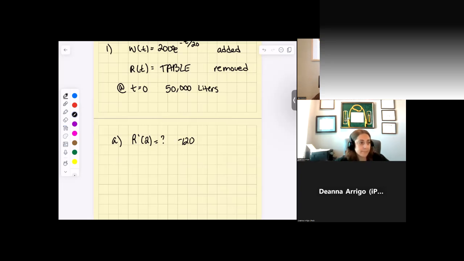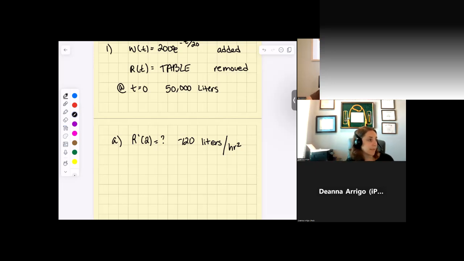Try again. Read the problem statement. Liters per hour. Try again, closer. Liters per hour squared. So getting the 120 is 1 point and getting the proper units is another. So it's worth it to take a beat and reread the problem, make sure you know what units you're working with.